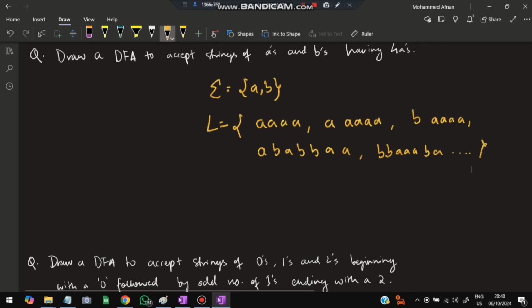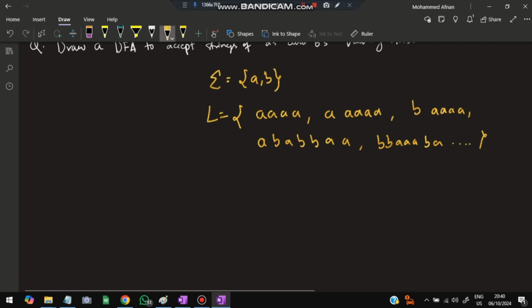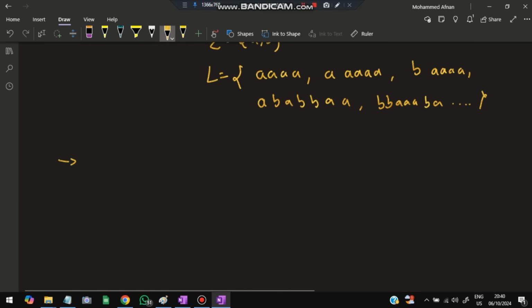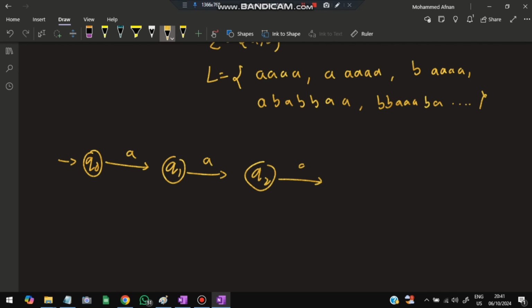So let's make the transition diagram. What is the least string? We'll be considering that: A, A, A, A. Let's make it Q0, A, Q1, A, Q2, A, Q3, A. 4 A's are there, Q4, and this is the final state.